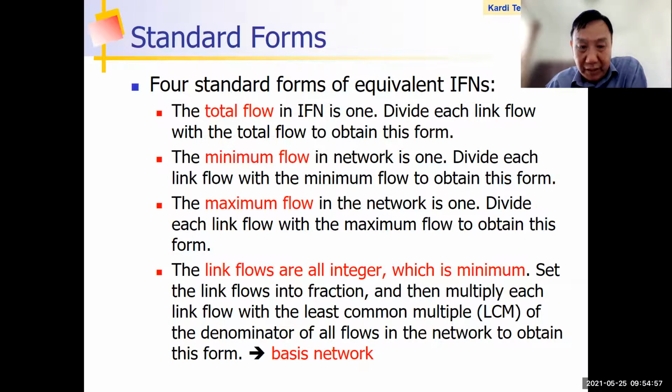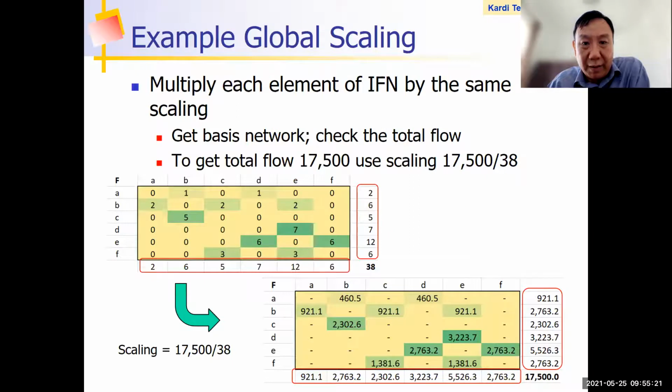So how do you get this? A little bit more complicated, but not difficult. First, you put the link flow into fractions. And then you get the denominators of those fractions. And then you get the LCM of the denominators. Then you multiply, and you will get the basis network. Let's give an example.